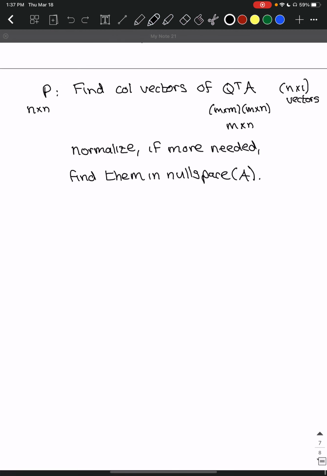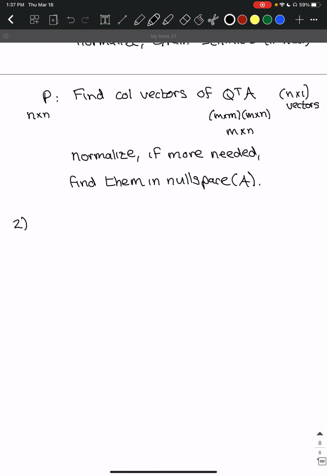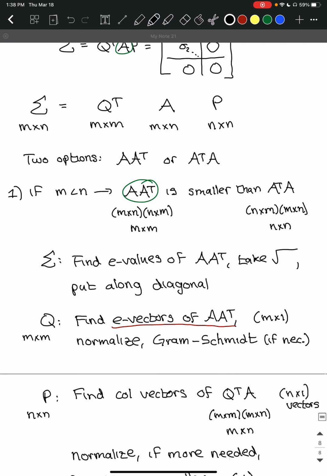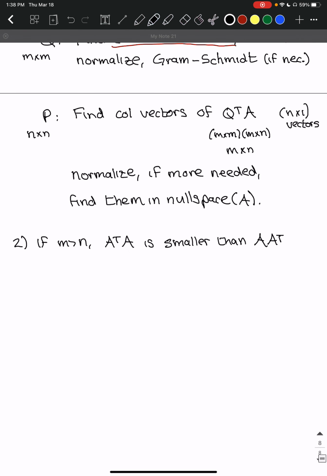All right, so the next option then, if M is actually greater than N, then we know that A transpose A is smaller than A A transpose. So we have A transpose A is going to be N by M by M by N, which is N by N. A A transpose is going to be an M by M matrix, as we just saw, and we know that N by N will be smaller.